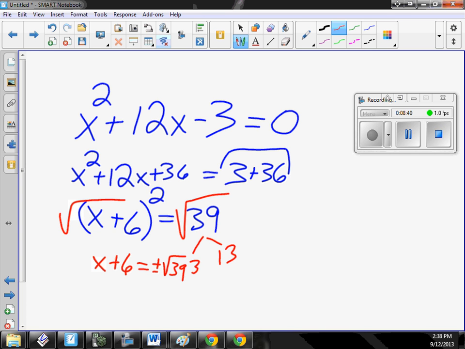Okay. What do I do from here? Minus 6. Well, how do you subtract a number from a square root? You don't. And when we write them in order, square roots always come last. So the answer is x equals -6 plus or minus root 39. If the square root simplifies, you need to simplify it, and we just happen to pick one that didn't.